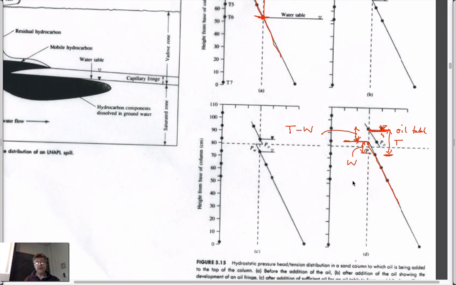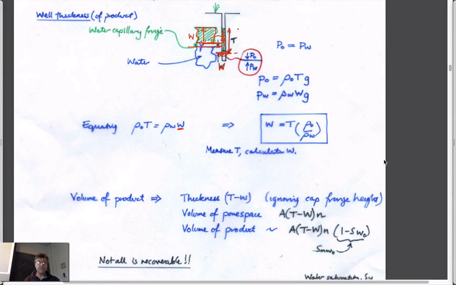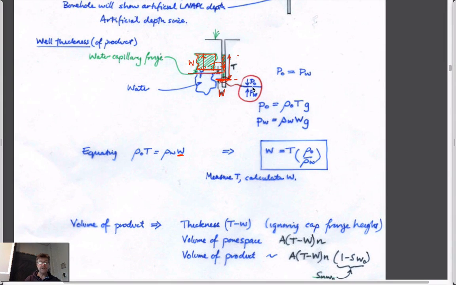And so what we know is that in the well, the pressures here have to be the same. Just by very straightforwardly equating two pressures, the pressure of the oil in the well bore has to be acting downwards, and the pressure of water below it has to be acting upwards. The pressure of the oil has to be equal to the density of the oil, its height, multiplied by gravity. So this is just the same as the unit weight of the oil times T.